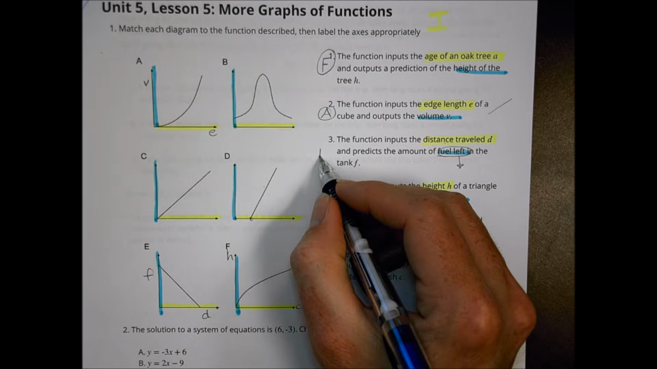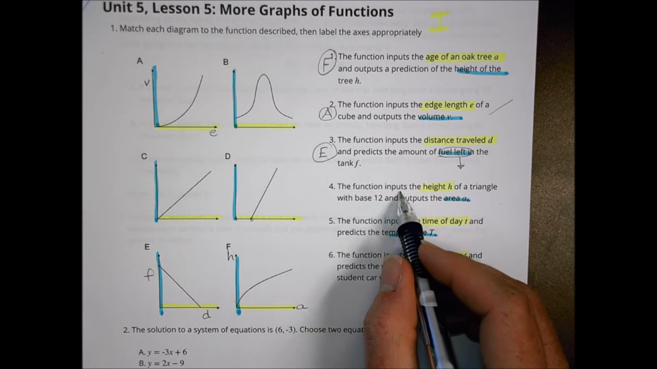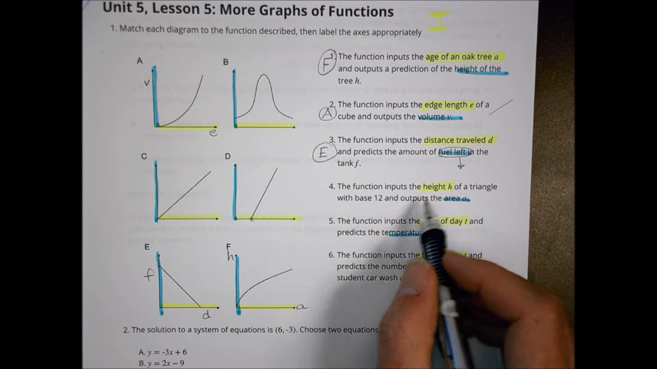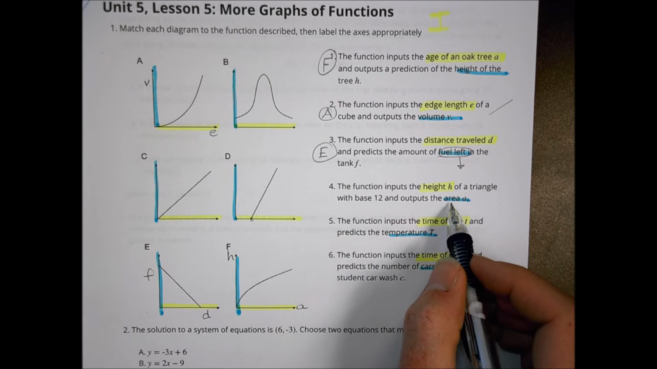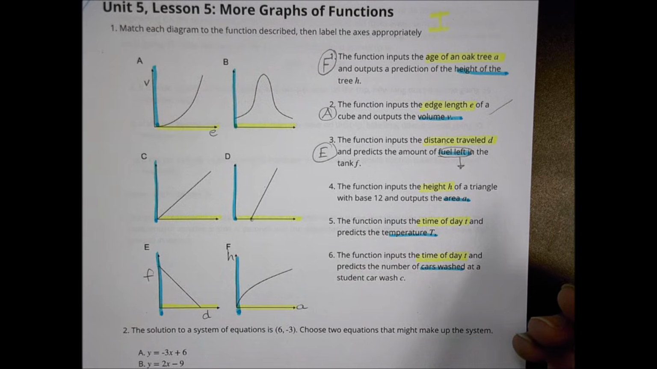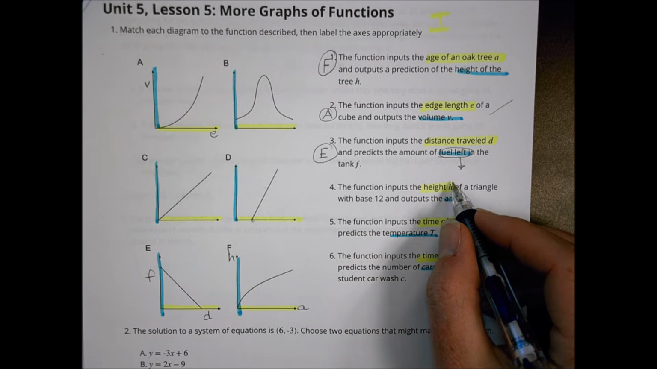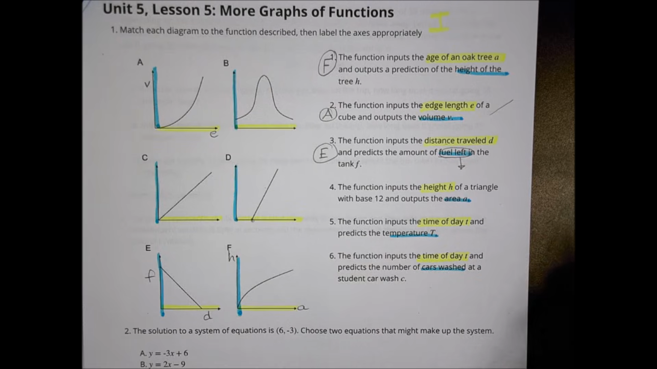So number 3 seems to match with E. The function inputs the height h of a triangle with base 12 and outputs the area A. Okay, so we have the height of something with a base 12, and off we go. Let's take, for example, if the height was 0, 0 times 12 is 0, so I would actually start at the origin, wouldn't I?